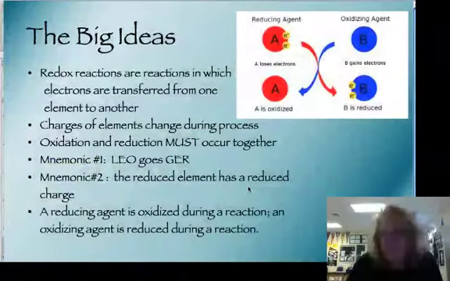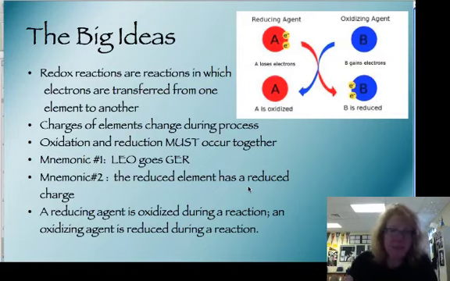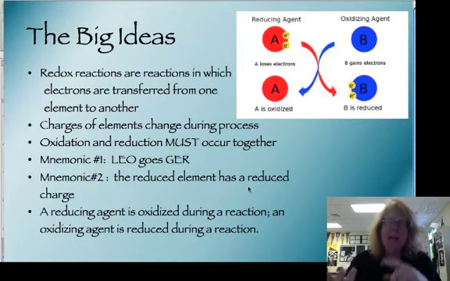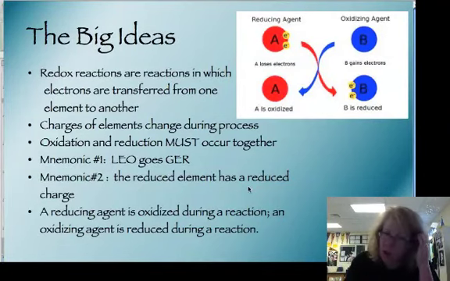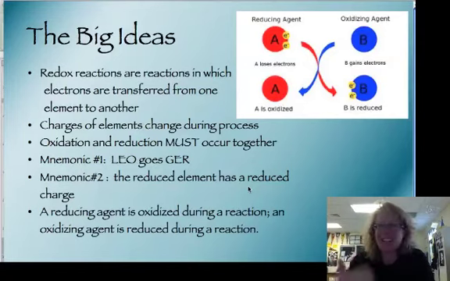So there you go. Here are your big ideas from today. What's a redox reaction? It's a reduction-oxidation reaction, right? Electrons are transferred from one thing to another, and you can recognize that by the change in charges of different things. You cannot have oxidation without reduction, or vice versa, because if one's gaining, the other one has to be losing, or if one's losing, another one has to be gaining. They've got to go together.